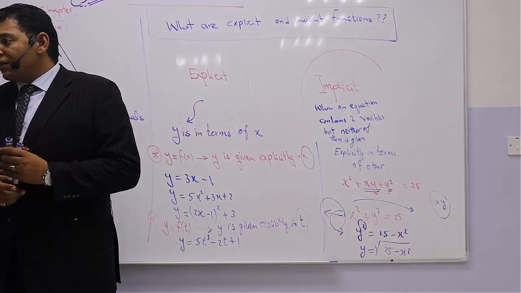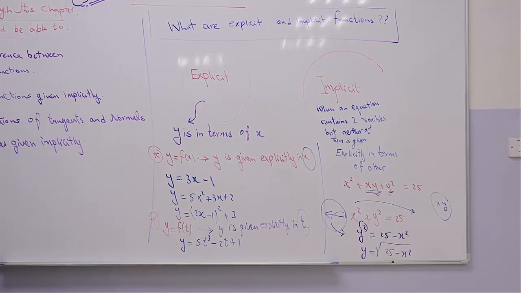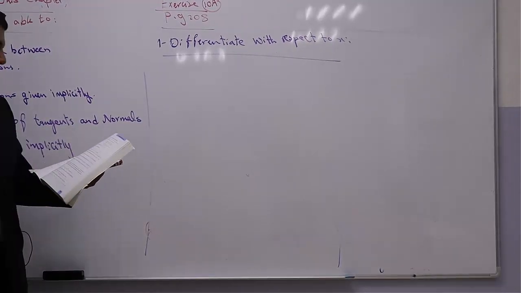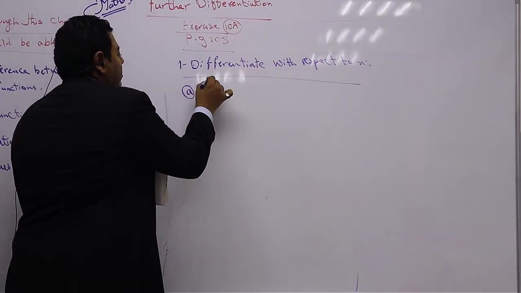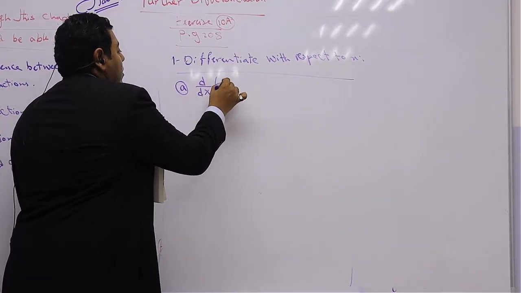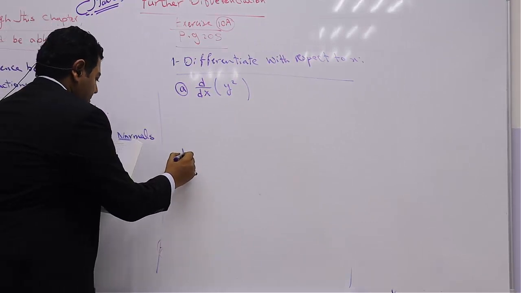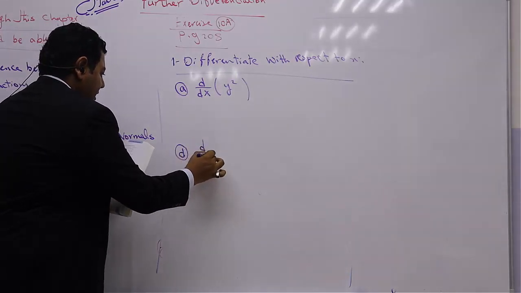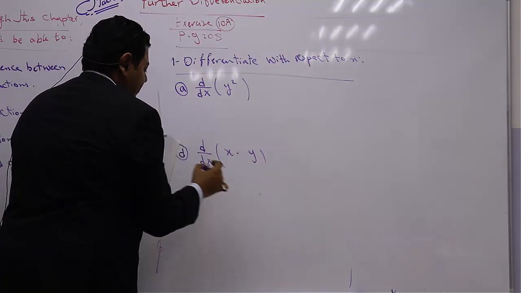Now we will solve some questions from the textbook. Open your textbook on page 208, exercise 10a. In exercise 10a, page 208, differentiate with respect to x. We will choose some letters, like letter A: we want to differentiate with respect to x for y squared. Letter D: d with respect to x for x times y.